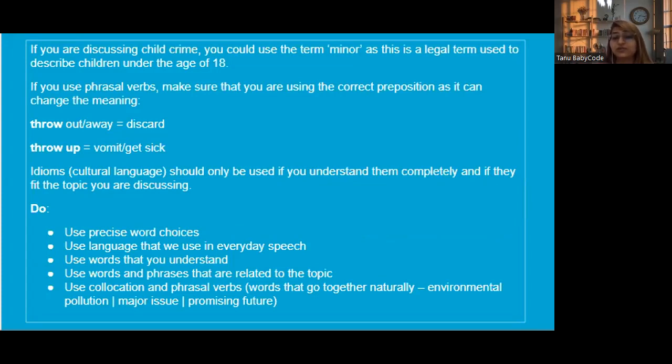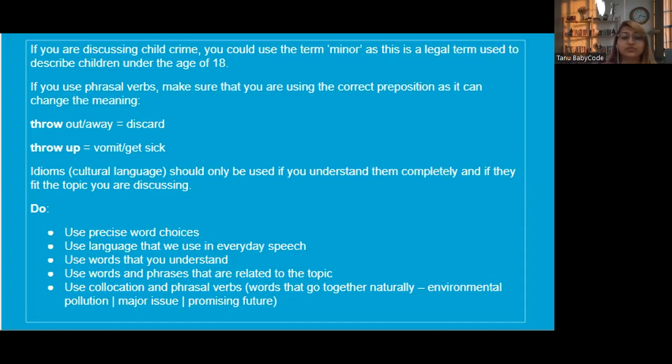And if you use phrasal verbs, make sure you are using the correct preposition as it can change the meaning. For example, throw out, throw away means discard, while throw up means vomit or get sick. Idioms means the cultural language. I have already created a complete session on idioms in the speaking module. You can go back and check that session. They should be used only if you understand them correctly and if they fit the topic you are discussing. So only use them once you understand the meaning and the right context, right?